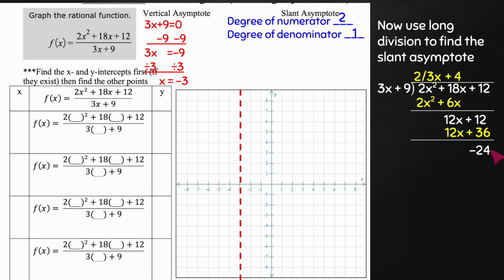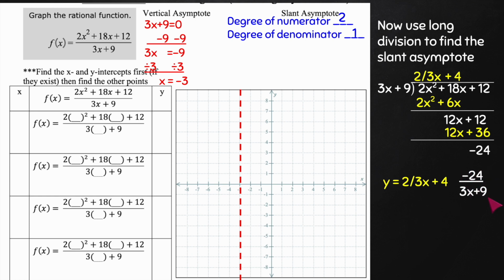So when I subtract straight down, I end up with negative 24. Now, this is a remainder. I cannot turn 3x into 24, so I'm done. So here is my resulting division: the 2/3 x plus 4 from the top, and then my remainder of 24 over 3x plus 9.